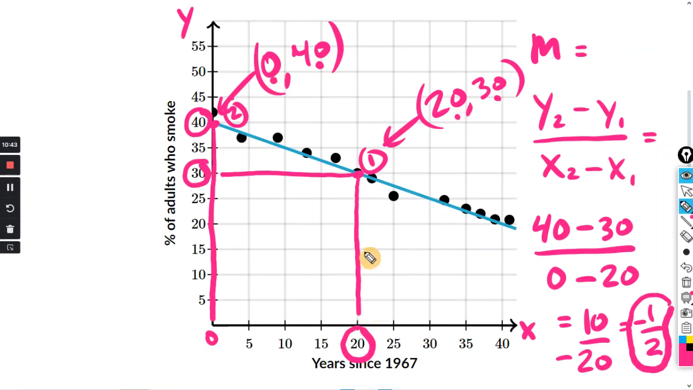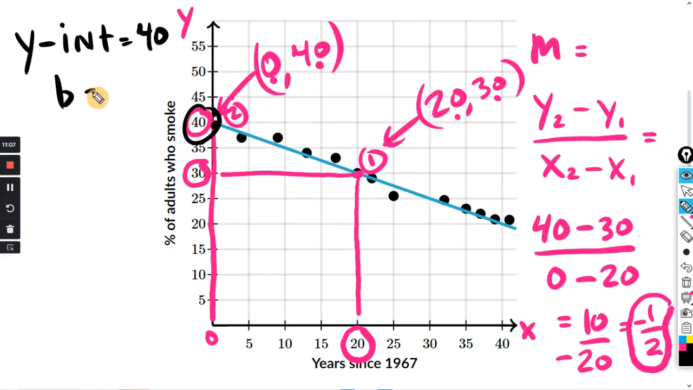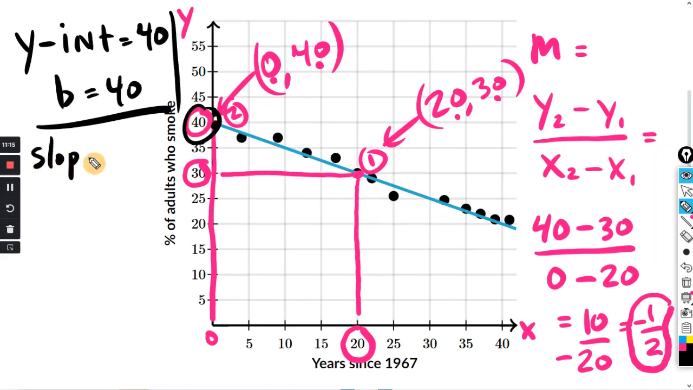And now we just need our y-intercept. And we can see right here, this is the y-axis. And the line crosses the y-axis right here at y equals 40. So the y-intercept is going to be 40. So that's the value for B. That's 40. And we said the slope was negative 1/2. I'm almost positive their answers are in the form of decimals. So instead of negative 1/2, I'm going to write negative 0.5.